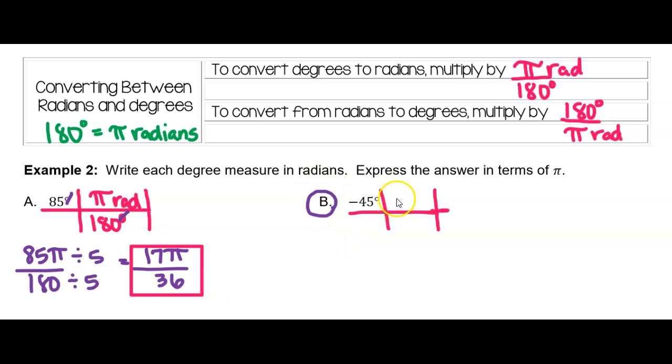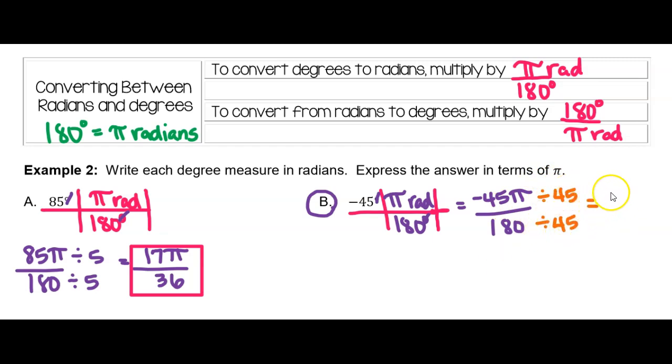Okay, so we should be multiplying by pi radians over 180 degrees. Again, if you want to cancel out degrees, you're going to want to have degrees in your numerator and your denominator. So this is going to give us negative 45 pi over 180. And we can reduce by a factor of 45. So this will be equivalent to negative pi over 4. So negative 45 degrees is negative one quarter pi. And that is one of our exact values on our unit circle.